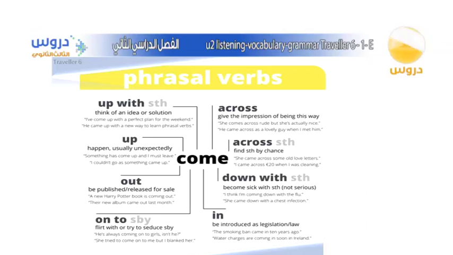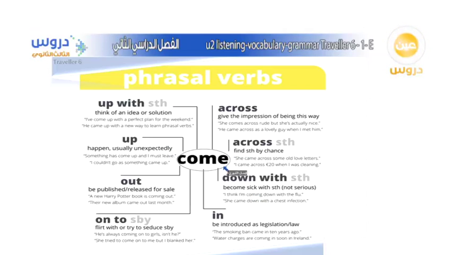Let's move now to the phrasal verbs. Now you can see the main word is come. All right. And usually in phrasal verbs, prepositions come with the verb, so it has special meaning. For example, come across, come out, come down with, come in, come up, all have different meanings.